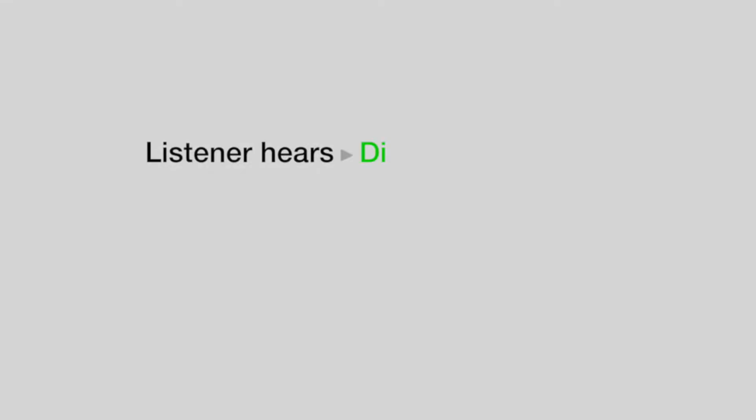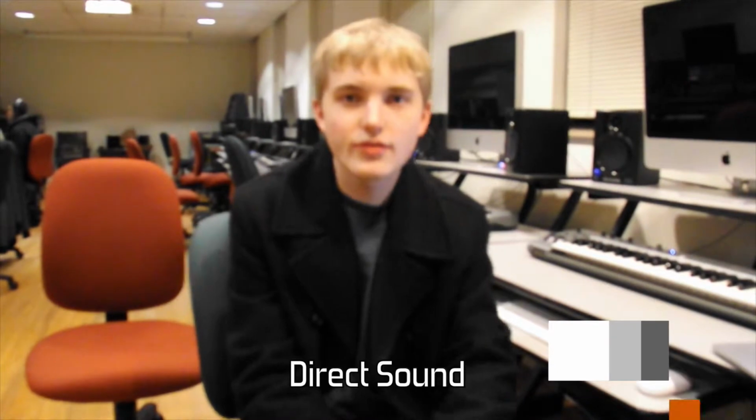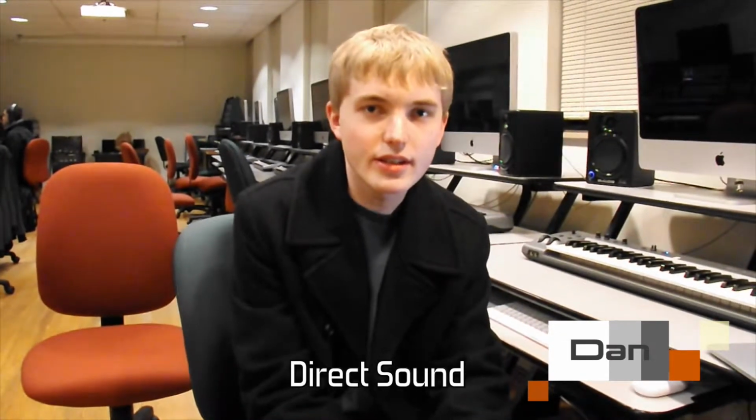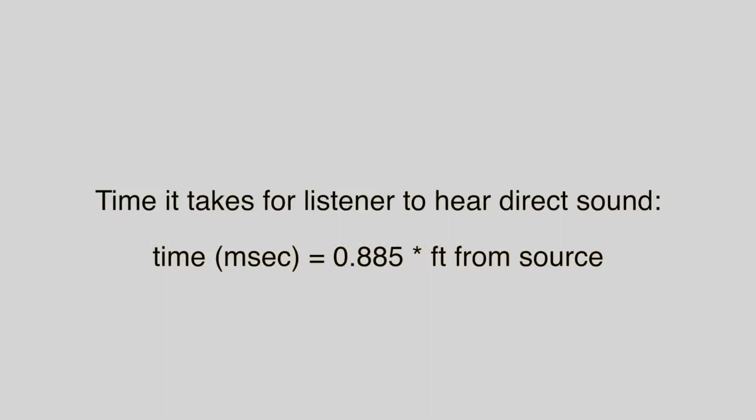It's heard by a listener in three different ways: direct sound, reverberation, and standing waves. Direct sound is the first initial sound to hit your ears. It is the pure sound of the source. It conveys the correct timbre of the source audio. The number of milliseconds it takes for the direct sound to reach the listener is approximately 0.885 times the number of feet from the source.